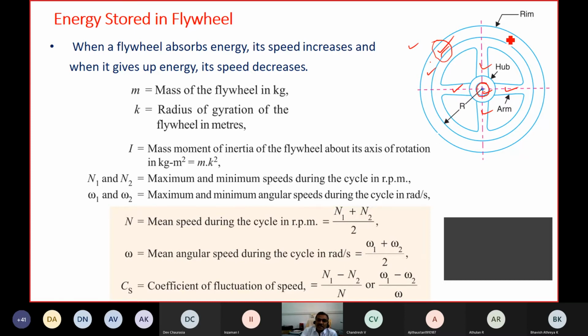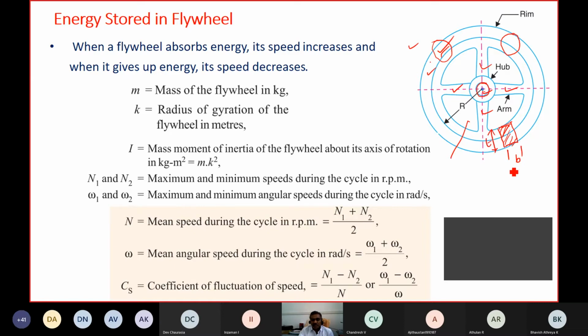If you see the cross section of the rim, you can have a circular cross section, or any type of cross section. In most cases we will have a rectangular cross section. If you cut like this, you can see the cross section. This will be the B value, and this will be the T value.